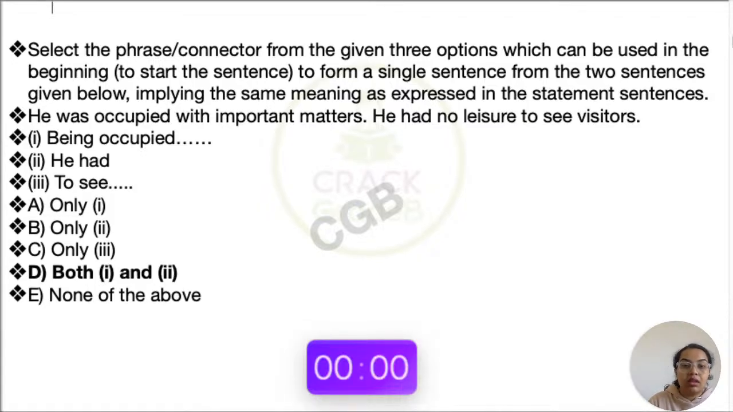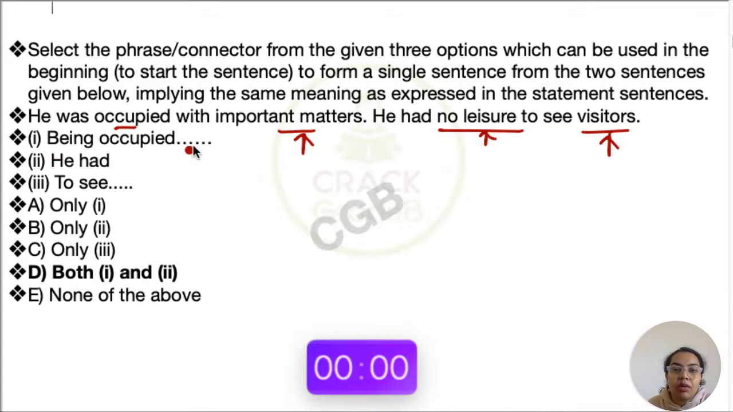Okay. Here the answer is both, first and the second one. He was occupied with important matters, and we can see he had no leisure, that means free time, to see visitors. Very clearly, we can see that because he is occupied, he is unable to do other things.